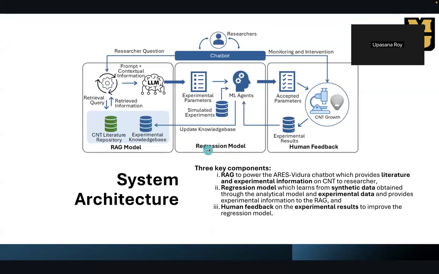Then the second component of our architecture is the regression model. Over here, we are using not only this experimental knowledge base, meaning the past experimental records, but we are also taking into consideration the simulated experiments which we have generated to make up for the lack of real data. Coupling both the simulated and the real experiments, we are using an ML agent to predict the parameters, especially the growth rate of the carbon nanotube, to guide a researcher in performing an experiment.